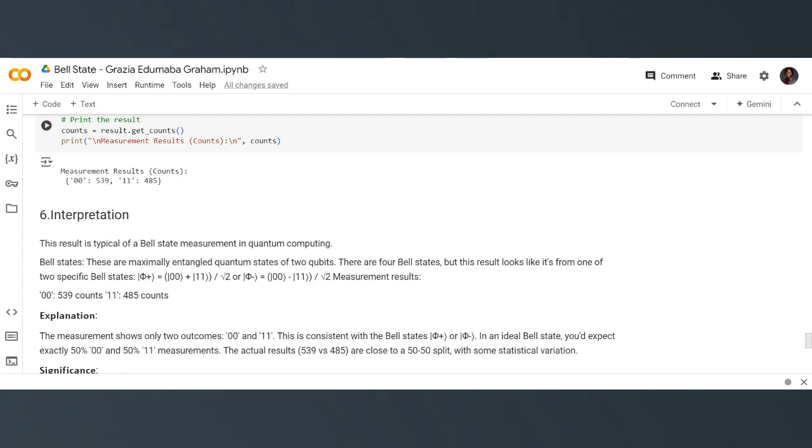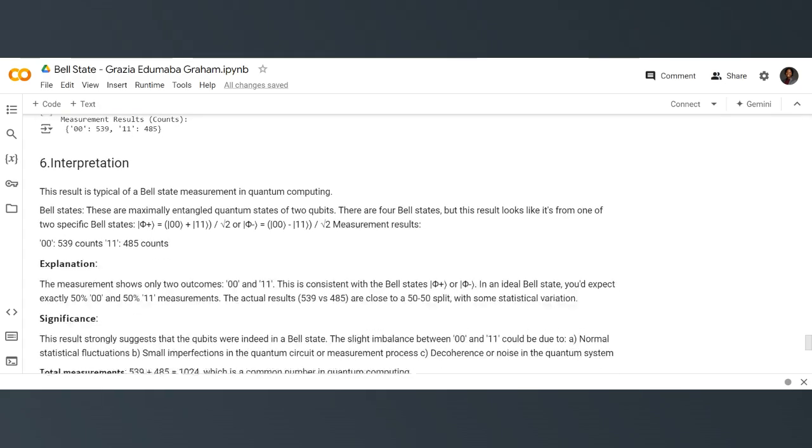So with the result, you can see that for 0 0 we got 539, for 1 1 we got 485. So it just has to be phi positive or phi negative. We are not so certain because the 00 and 11 are still representing the phi states. So you cannot just say it's phi positive. To be on the safer side, you can say it's phi positive or phi negative. So this is the explanation.